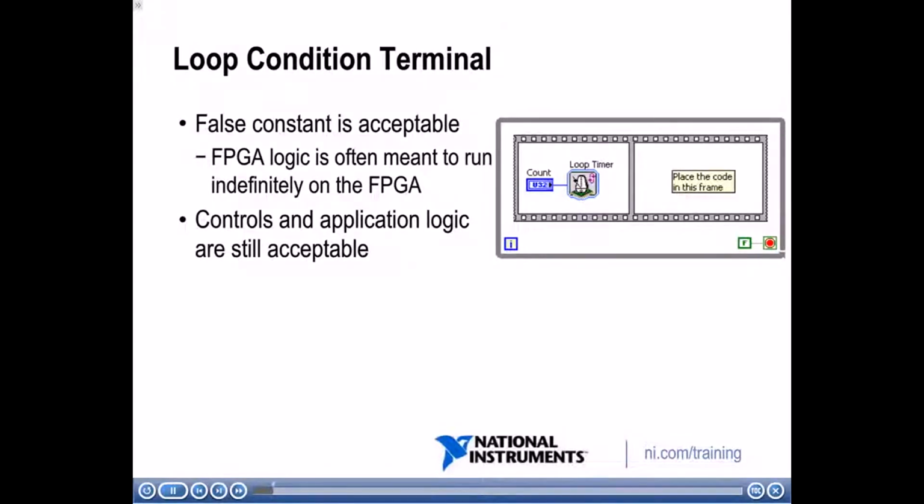On this slide, let's take a look at that loop condition terminal. If we look at the while loop here on the right, notice that the loop condition is a false constant that is wired to it. In the Windows world, that looks kind of weird because usually in Windows, you'd want that while loop to stop at some point. However, when you're running an application on the FPGA, there are several FPGA applications where it does make sense just to have that while loop run as long as that FPGA is running. So on some FPGA VIs that you see, don't be surprised if you see a false constant wired there. That just means that that while loop is going to keep running.